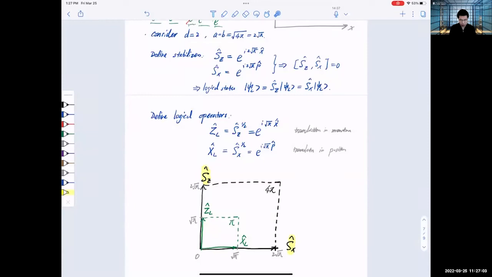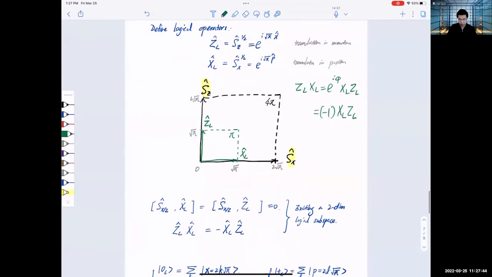So the only non-trivial part is logical x and logical z. The enclosed area is only equal to pi, so that indicates these two operators anti-commute. Therefore, you can show that ZL XL equals e to the i phi XL ZL, and e to the i phi equals e to the i pi, so it's equal to -1 times XL ZL. This is consistent with the logical operation that you may want to perform by encoding a qubit into the system. So you can verify that all these commutation relations are satisfied.